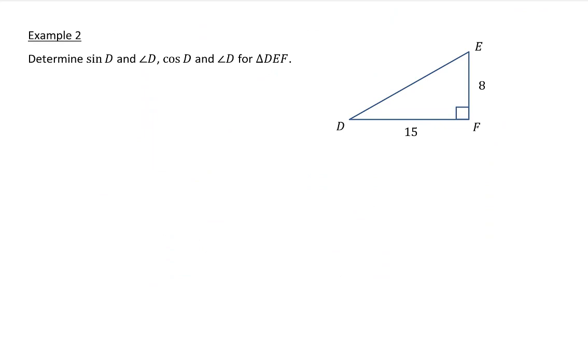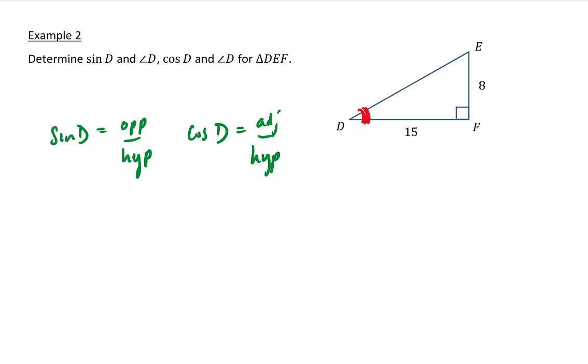I want to know what is the sine of angle D and the cosine of angle D, and then what is the angle. So again, we're focused on a particular angle, this angle here, angle D. And remember, the sine of angle D is equal to the opposite side length over the length of the hypotenuse, and the cosine of angle D is the adjacent side length over the hypotenuse. We have the lengths of the legs of the triangle. However, we need the length of the hypotenuse for part of this ratio. So let's first find that.